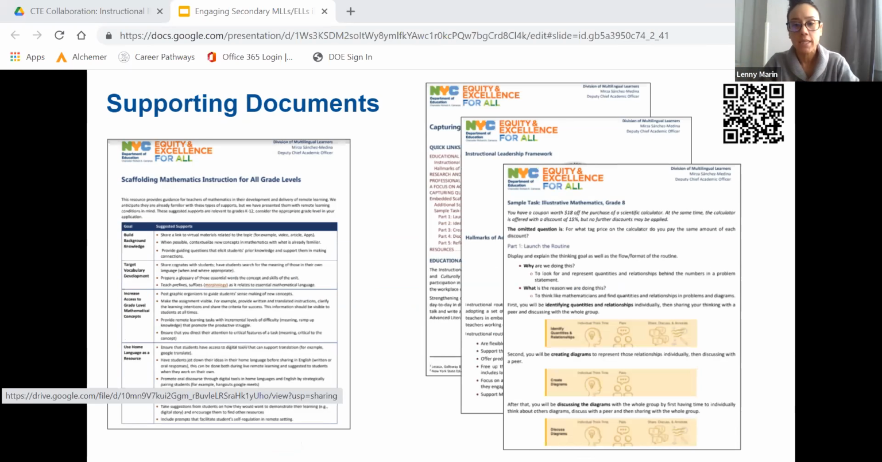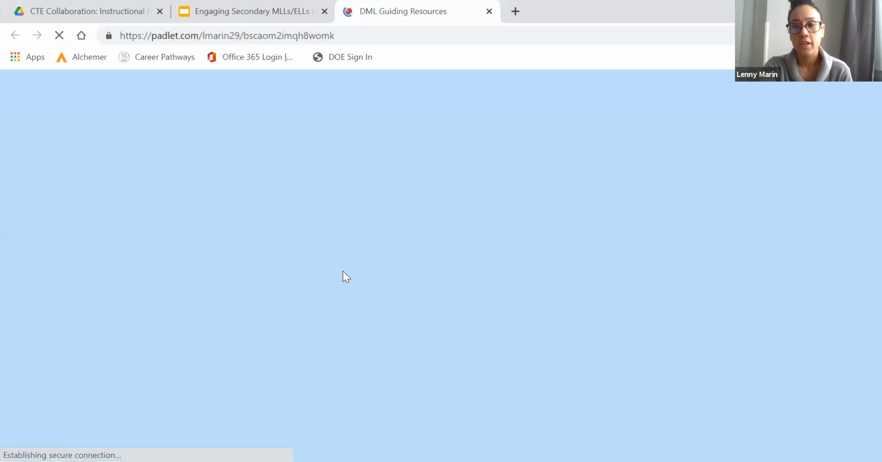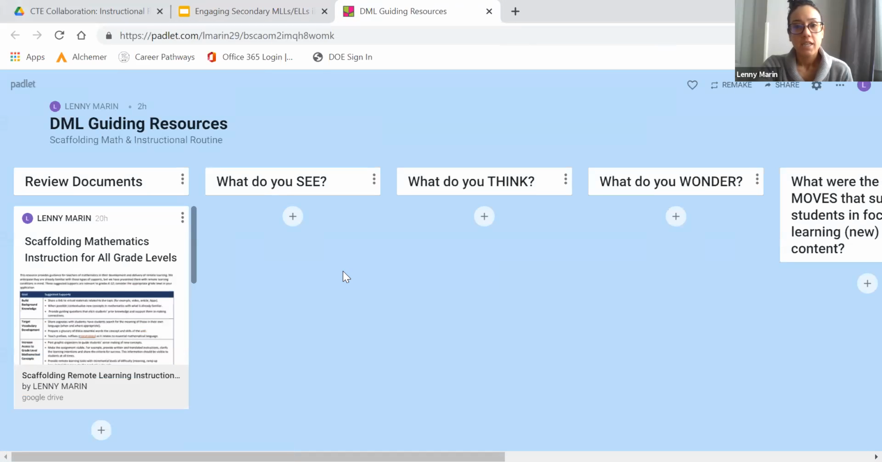We're going to engage in a Padlet. And I want you to think about what do you see about these documents? What do you think about them? And what do you wonder? So let me click on the Padlet link if it could be shared in the chat. Now I have a question. Can you see my screen, the Padlet?